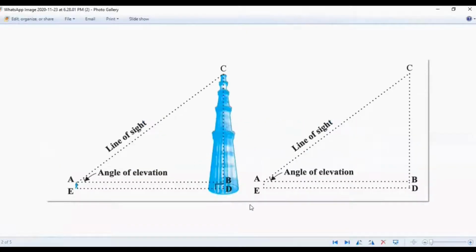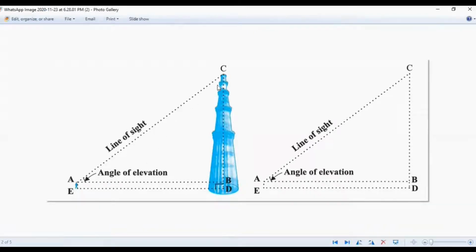Some terms. We want to calculate the height of the Qutub Minar using the trigonometric idea. What we have to do is make a right triangle like this. A man is there, you can see here, the height of the man is marked as AE.